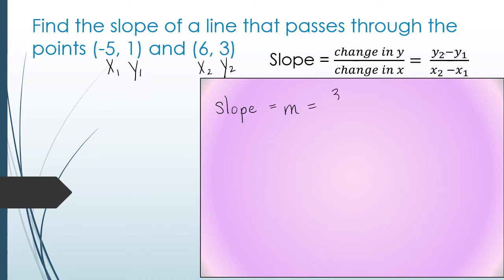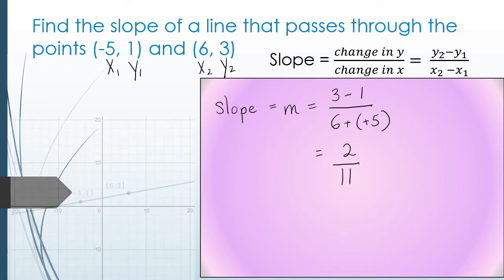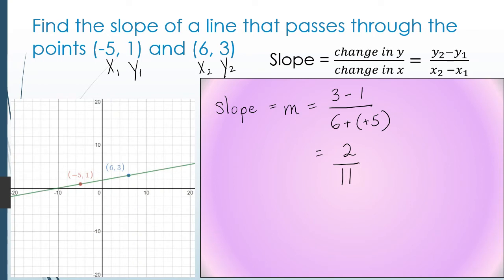is going to be 3 minus 1 over 6 minus -5. 3 minus 1 is 2, and 6 minus -5, remember that when you subtract a negative, you're really adding, so the slope is 2/11. And let's look at that on a graph and see if that makes sense.